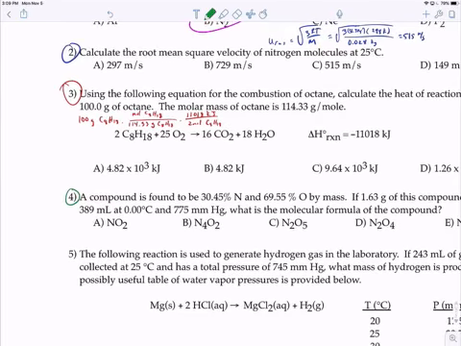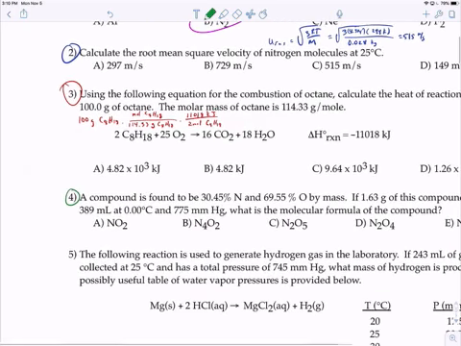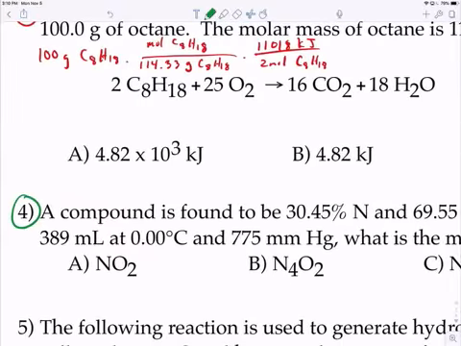A compound is found to be 30.45% nitrogen and 69.55% oxygen by mass. If 1.63 grams of this compound occupies that volume, that temperature, and that pressure, what is the molecular formula for the compound? Okay, so here is the idea.